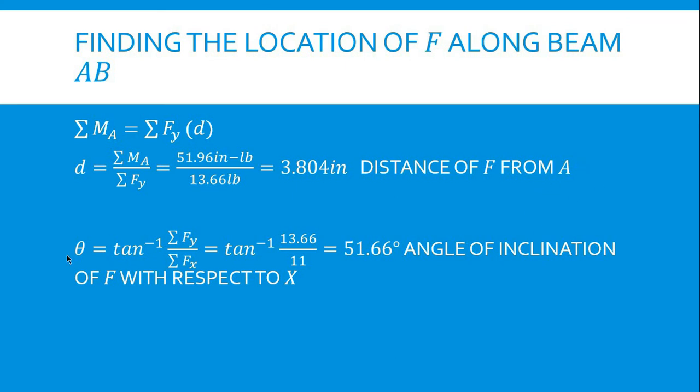By getting the angle, we will use the formula angle is equal to cotangent summation of F of y all over summation of F of x. By substituting the answers earlier, we will get cotangent 13.66 all over 11, and we will get an answer of 51.66 degrees, the angle of inclination of F with respect to X.